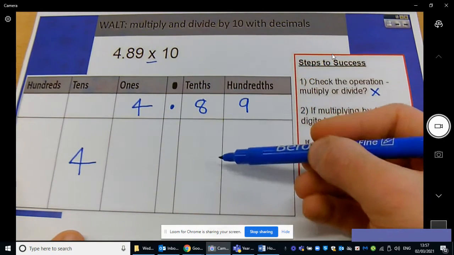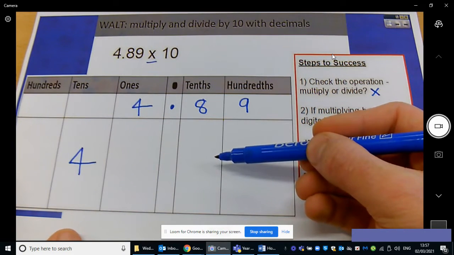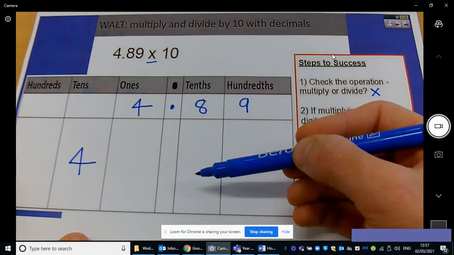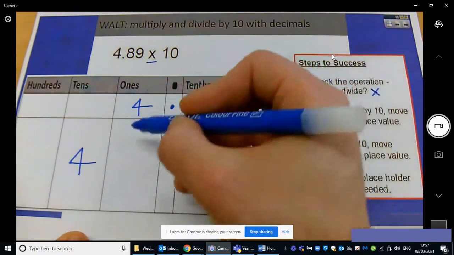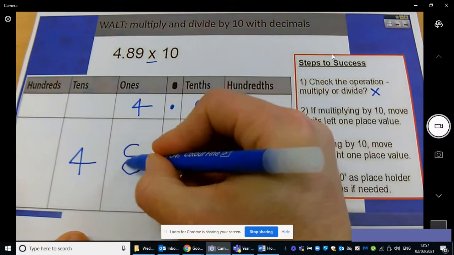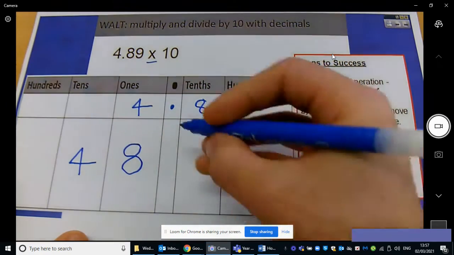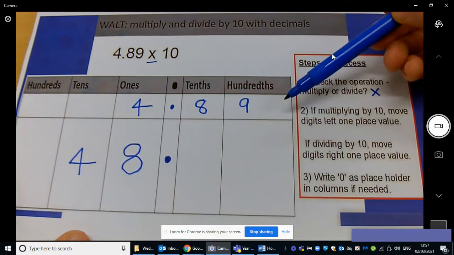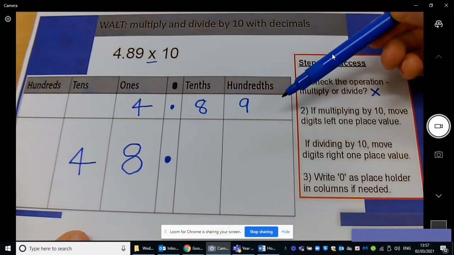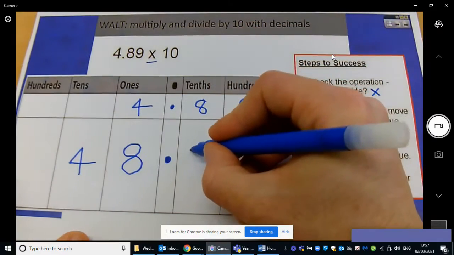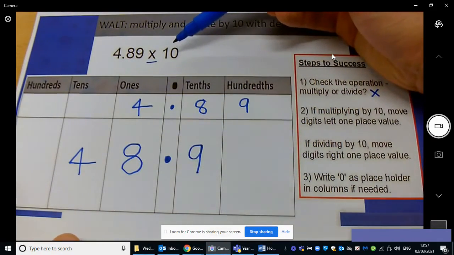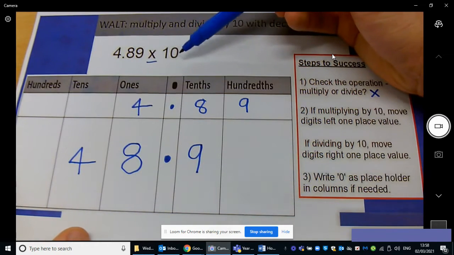The 8 tenths are going to become 8. Are they going to become 8 ones or 8 hundredths? The 8 tenths are going to become 8 ones because we're moving left. The decimal point always stays the same. And then the 9 hundredths are going to become 9 tenths.